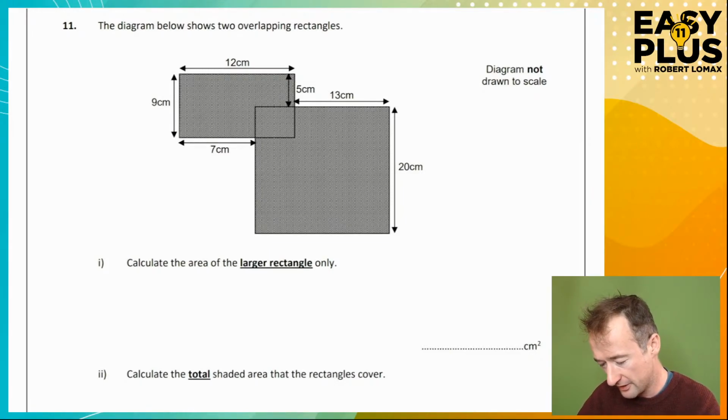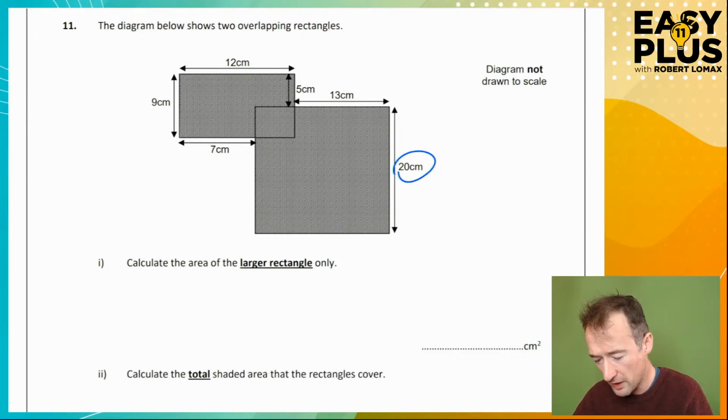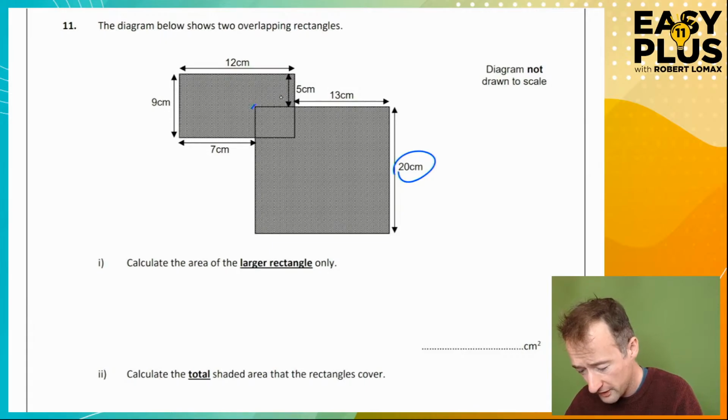Okay, so this here is the larger rectangle, of course. Now to find the area of the rectangle, as with any rectangle, we need to do the width times the height. We've got the height, it's 20. Do we have the width? Well no, we've got 13. That doesn't cover the whole width. We also need to know what this bit is.